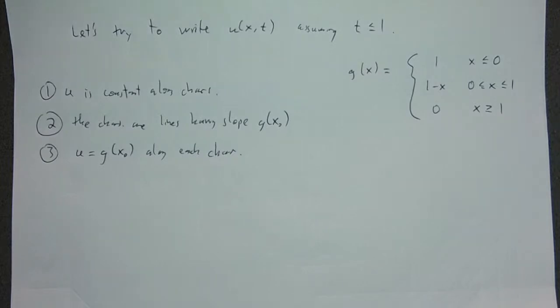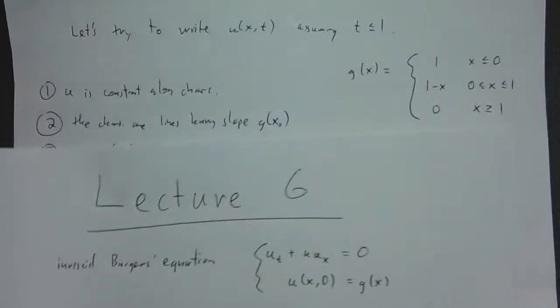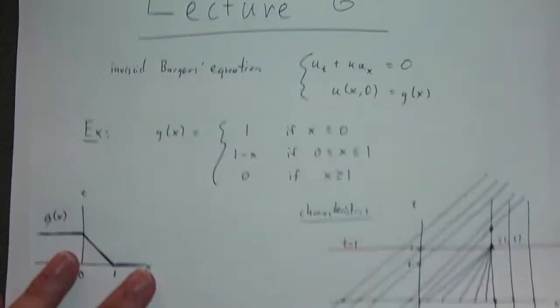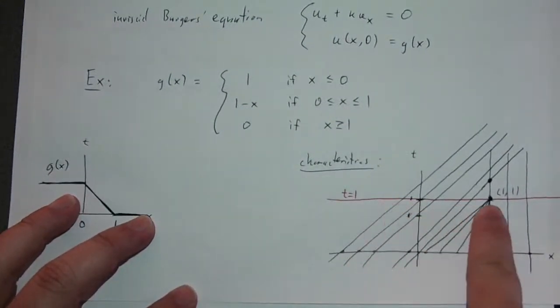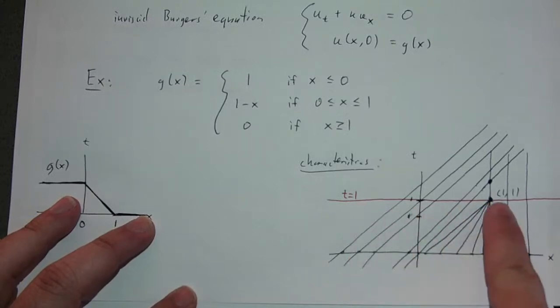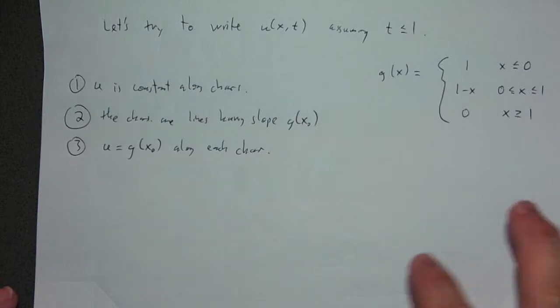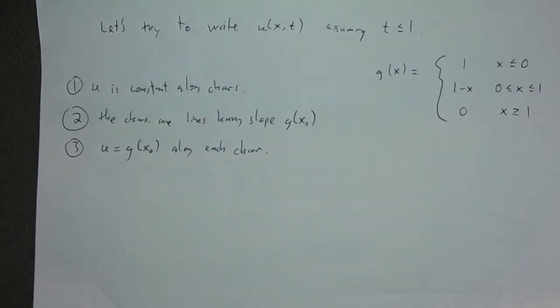So we've seen from the picture that as long as we're assuming that t is less than or equal to 1, then everything should be good, because these things don't start colliding until t equals 1. All right, so how can I write out what u is? Let's think here.